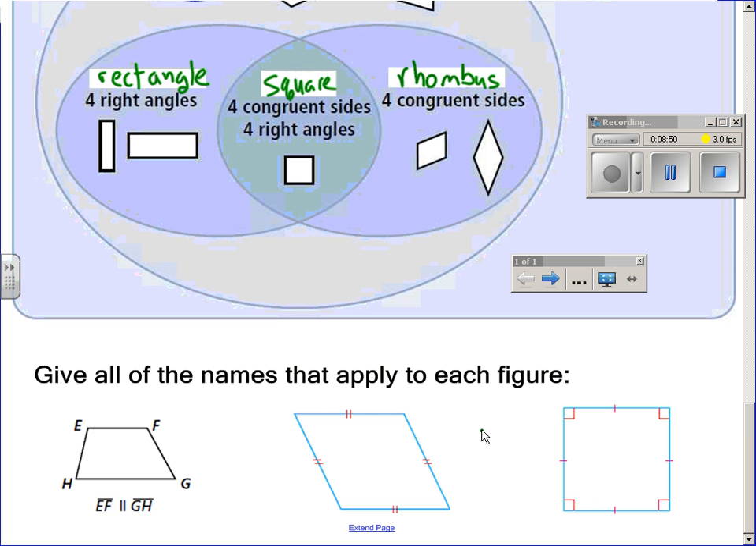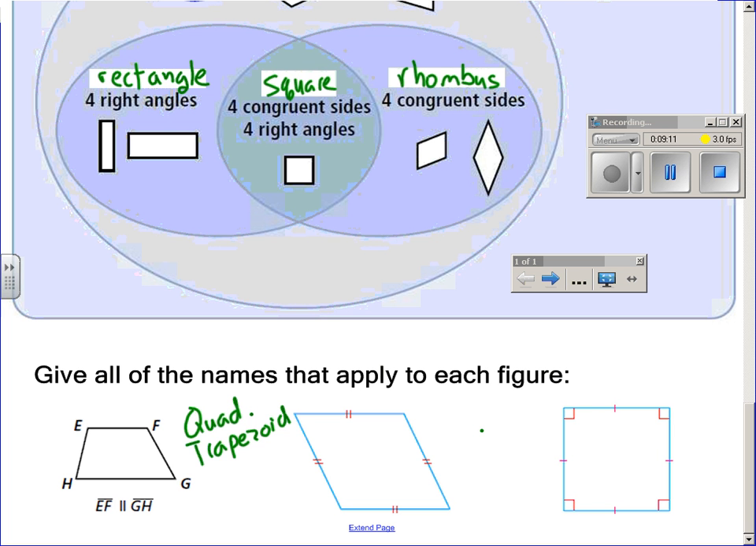Okay, so I'm looking at this figure. It is a quadrilateral because it's got 4 sides. So we're going to write quad, I'll abbreviate. And then it's also a trapezoid. Now, there's really nothing else it can be because all the other names are inside of parallelograms. So once we do quadrilateral and trapezoid, that's really it.